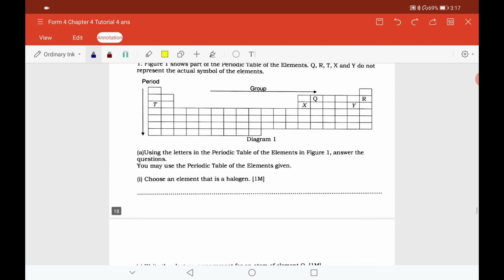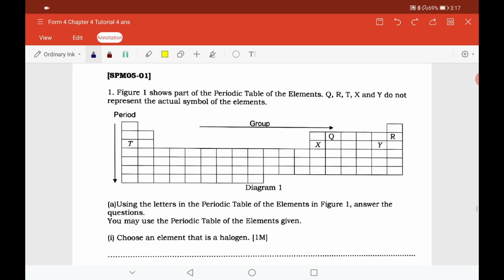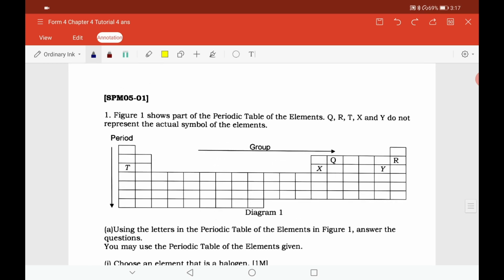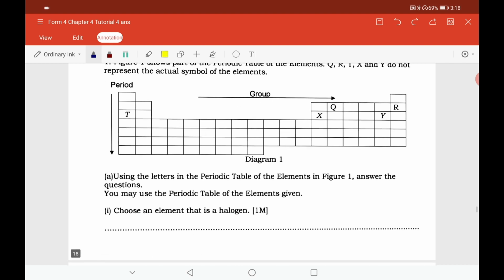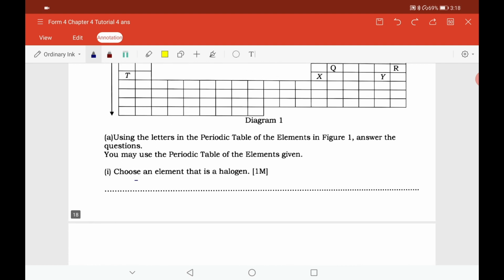Okay, so now let's move on to one more question. This is a real SPM past year question, SPM past year 2005. Let's do this question. The question says figure 1 shows part of the periodic table. They give you a periodic table, and the first question wants you to choose halogen.